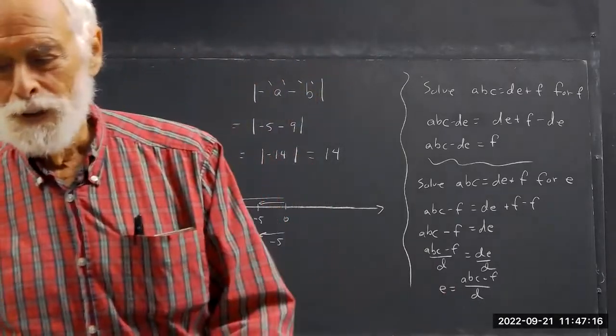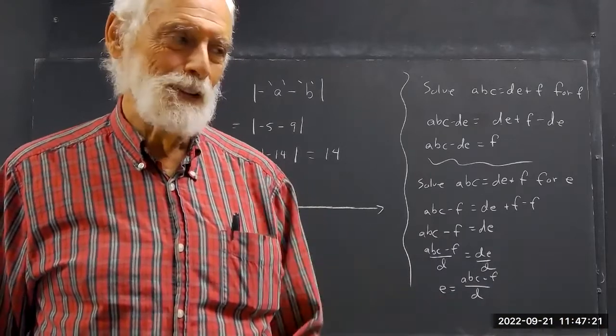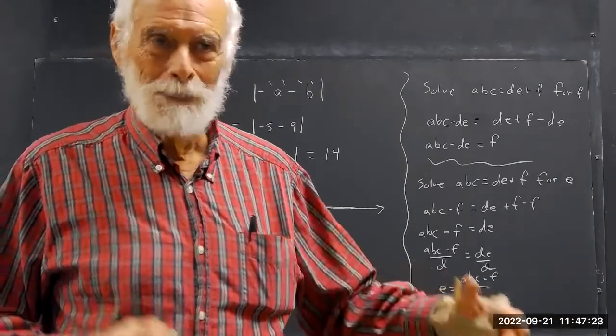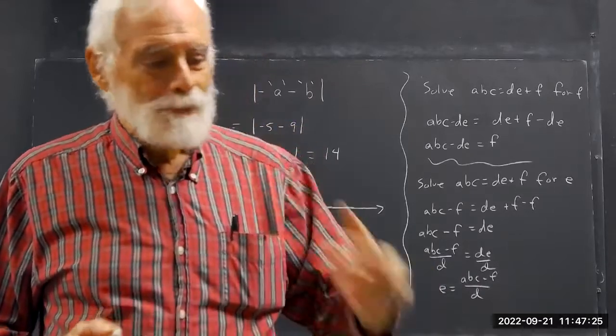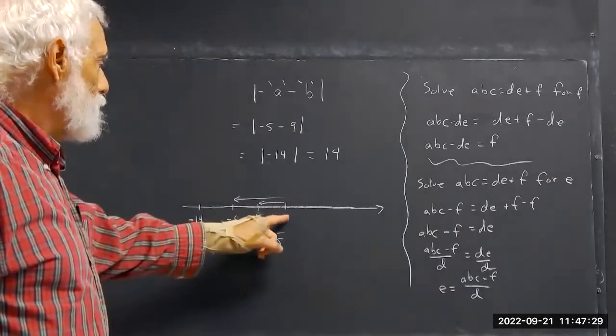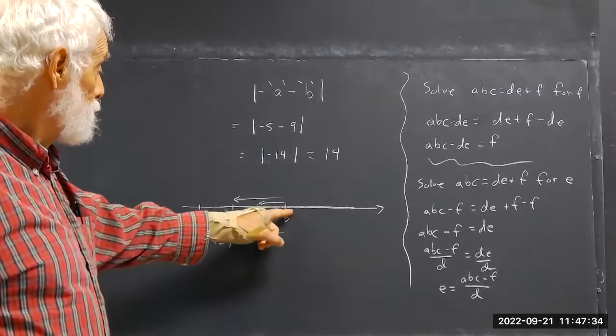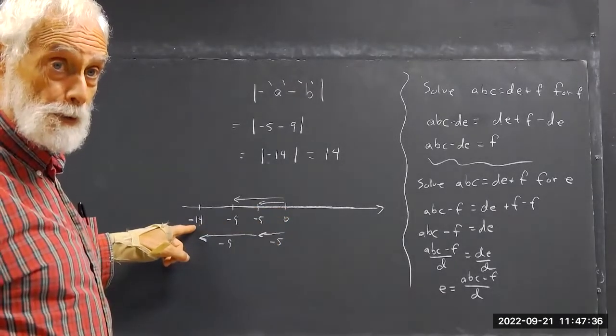You could take 5 steps to the left and 9 steps to the right. That would be 14 steps. So that's really not a good way to get absolute value. It's just how far do you have to step to get from 0 to where you end up? In this case, you have to take 14 steps to get from 0 to where you end up.